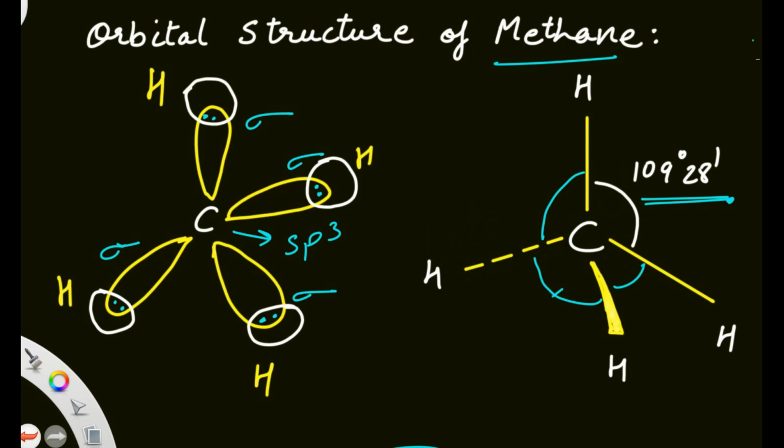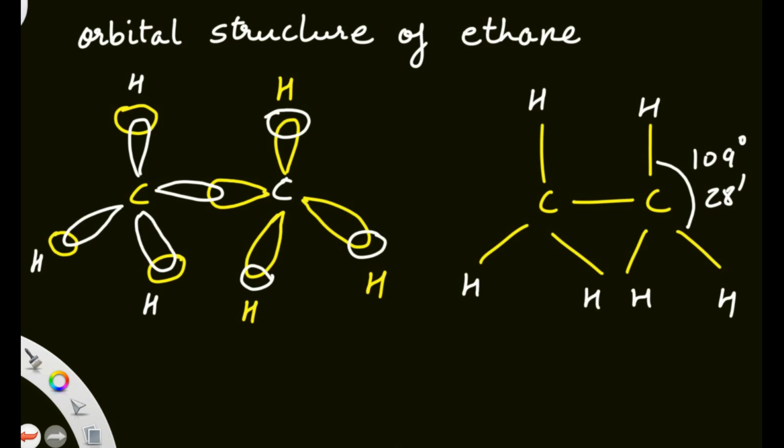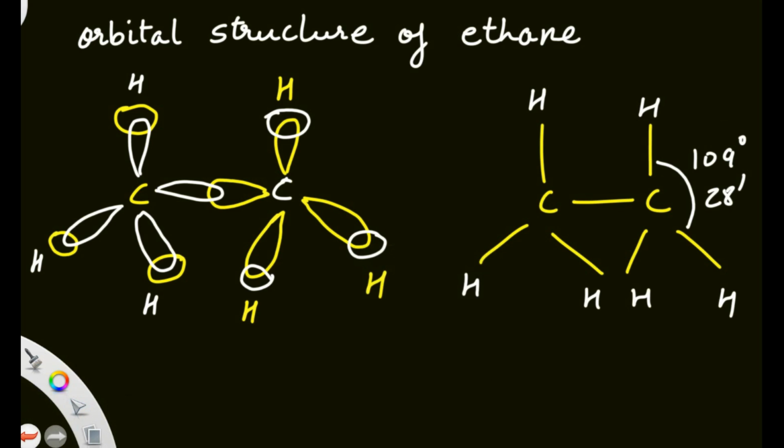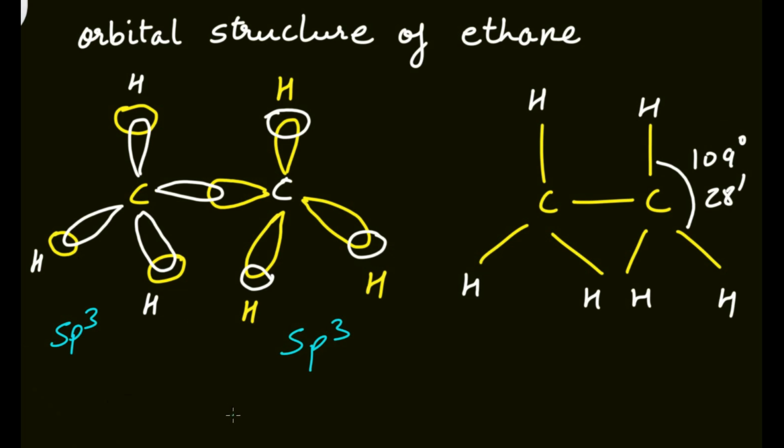Similarly, let's take a look at the structure of ethane. This is the structure of ethane, C2H6, right? Now, if you look closely, you will find the hybridization of carbon is still sp3. Both the carbons have sp3 hybridization.